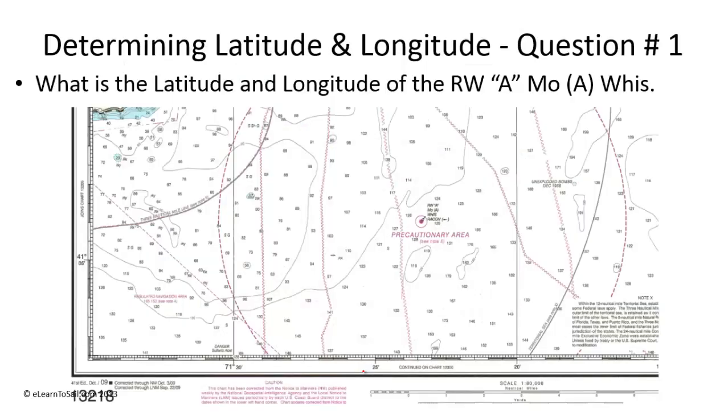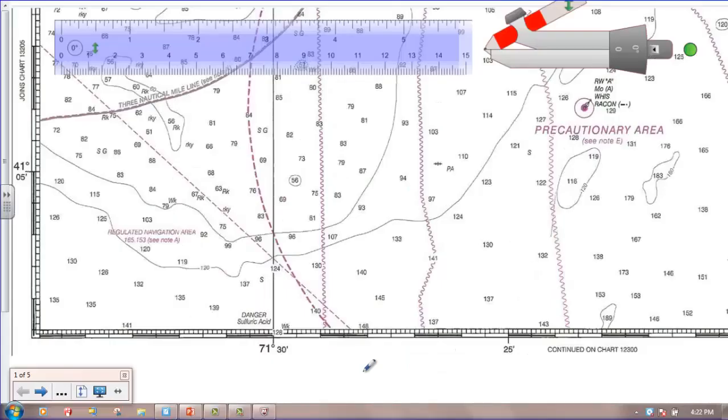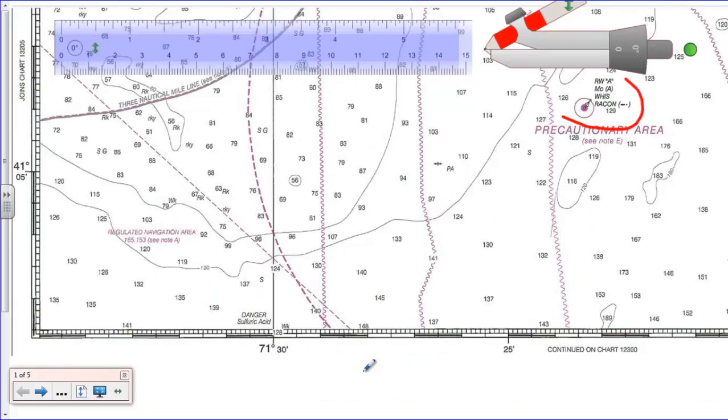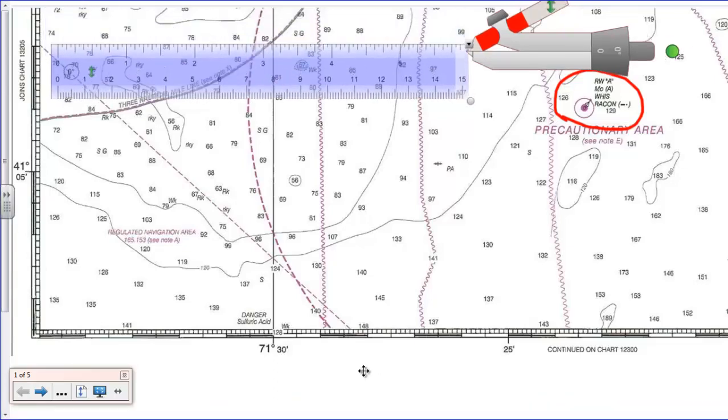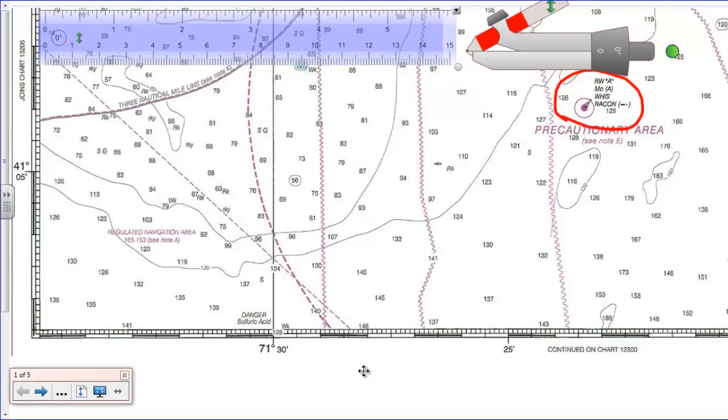The first thing we're going to do is figure out what the latitude and longitude is of this Morris A whistle light. And I'm going to change software so I can use some different tools. Now, we've been asked to find the latitude and longitude of this red and white Morris A light. We can either use our rolling ruler or parallel rules to find these measurements, or we can use our dividers.